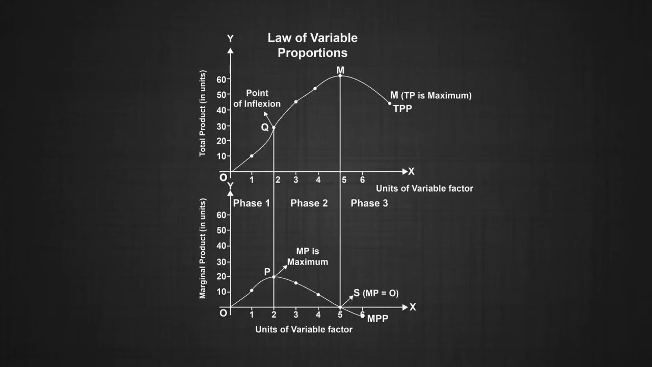As shown in the diagram and the table, after the second unit of variable factor has been used, if more variable factor is employed, then the marginal product starts to fall. It touches the x-axis at the fifth unit. At this point, S, the marginal product actually becomes zero. Notice that the total product has reached its maximum of 52 units at the corresponding point M.